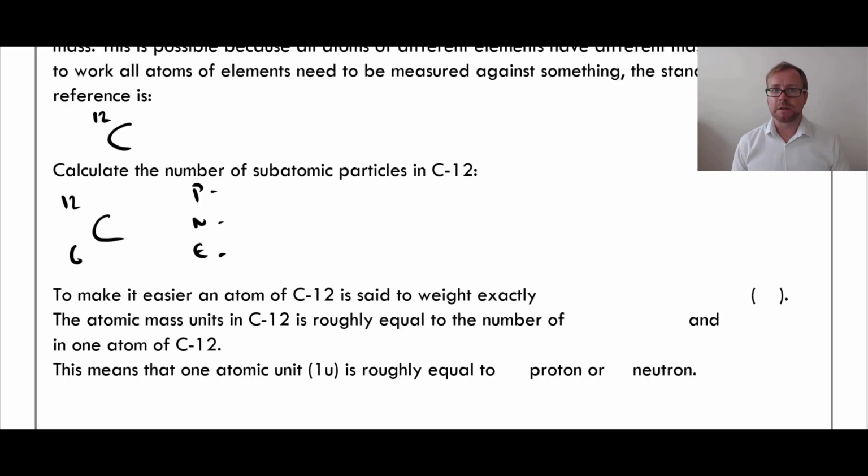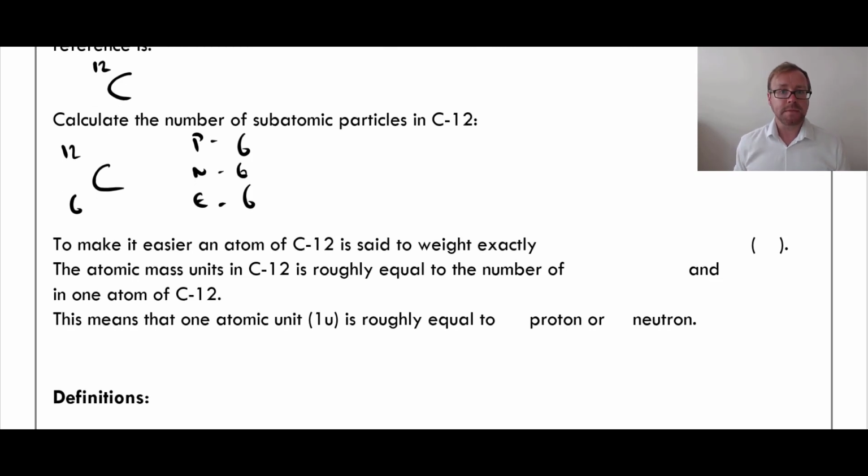Now calculate the number of subatomic particles in carbon-12, which should only take you a minute. As you've probably worked out, I didn't give you the atomic number, so you had to find that off the periodic table. Our atomic number is 6, so we have 6 protons. We must have 6 electrons because it's a neutral atom. 12 minus 6 gives our number of neutrons, so 6, 6, 6.